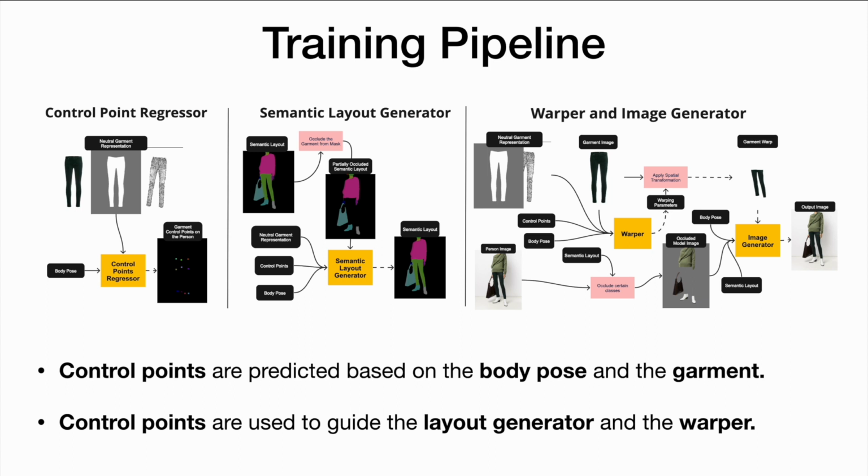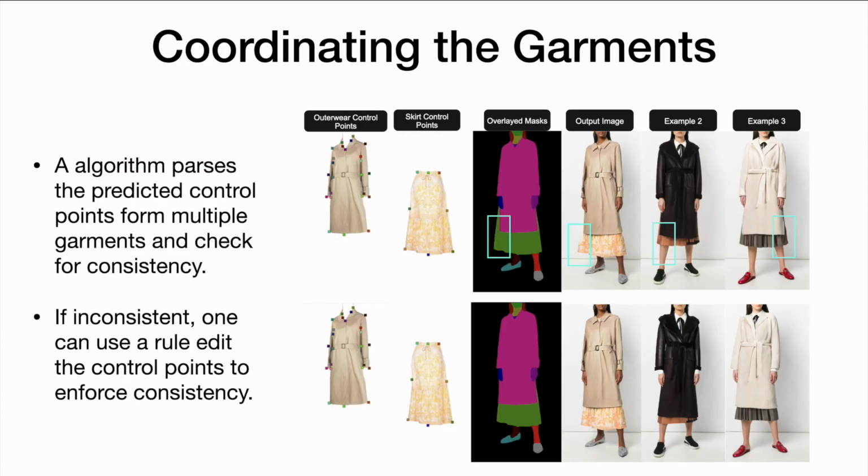If we look at the training pipeline, we have three components here. We first train a regressor to predict the control points of the garments on a person. The regressor would take the body pose and the neutral garment and spit out a bunch of coordinates. Then we train the semantic layout generator to, based on the control points, predict the semantic layout. And finally, we train a warper/image generator to produce the image. And we also feed in the control points as reference to guide the warper.